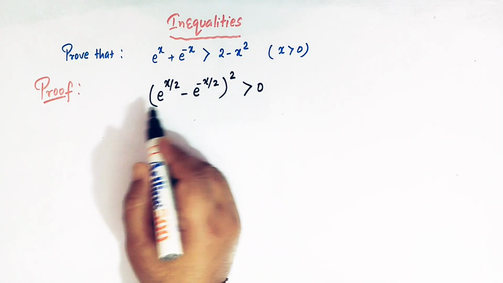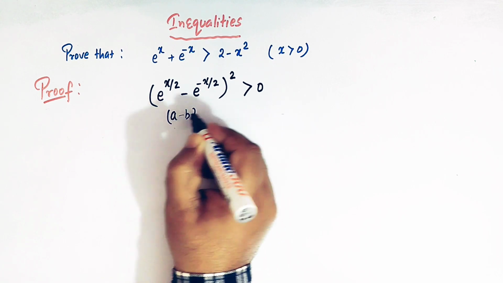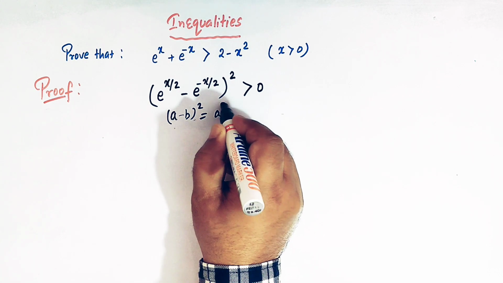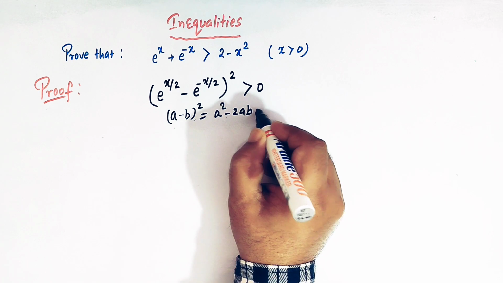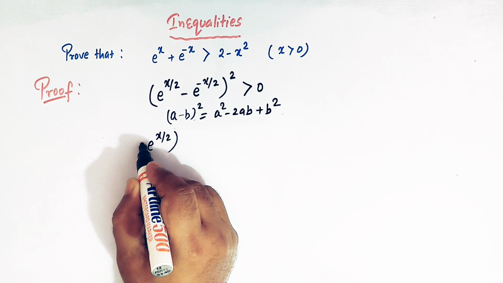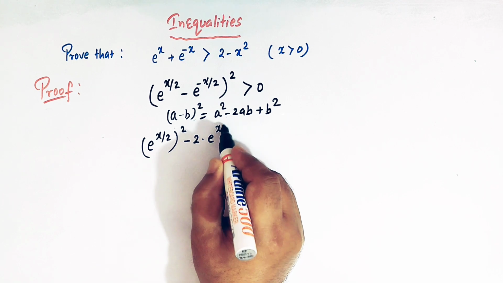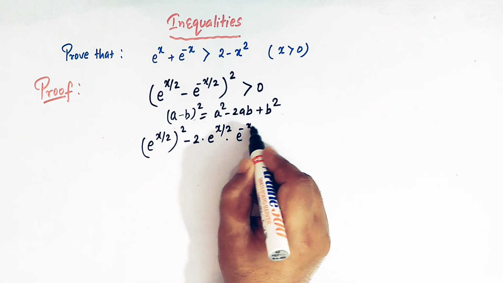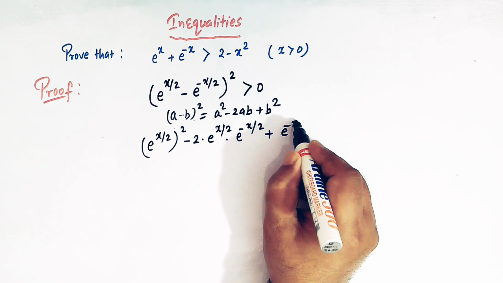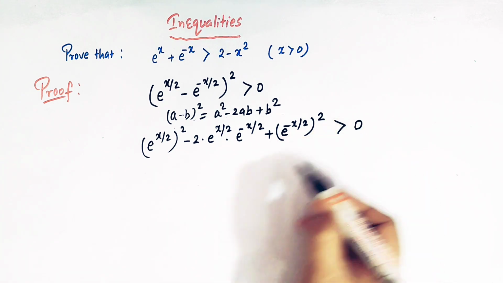Now let us apply the formula for (a - b) whole squared to this expression. So we have a² - 2ab + b². Here we have (e^(x/2)) squared, then minus 2 times e^(x/2) times e^(-x/2), and then (e^(-x/2)) squared, and this is greater than 0.